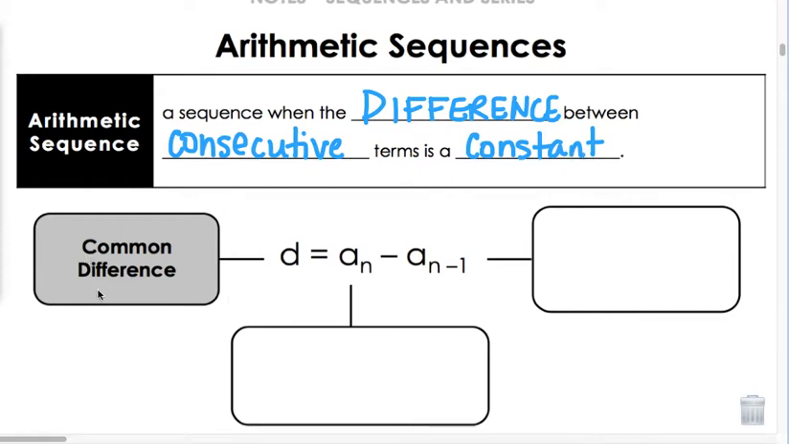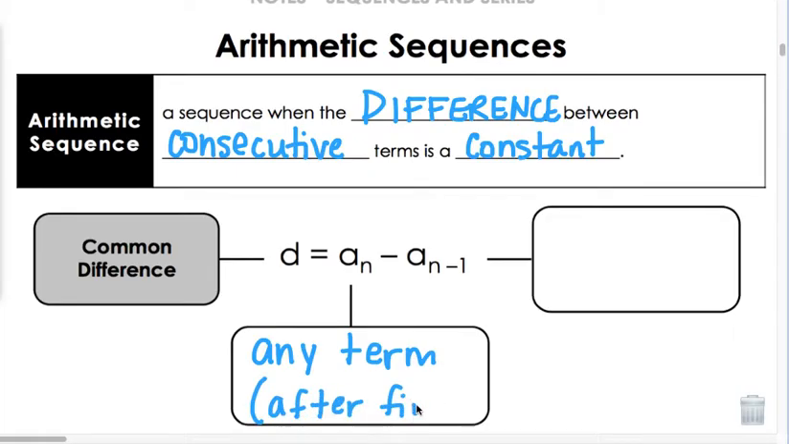And then how can you figure out what the common difference is? You can take any term after the first one, so don't take the first one, but any term after the first one, subtract the previous term, and that will give you the common difference.